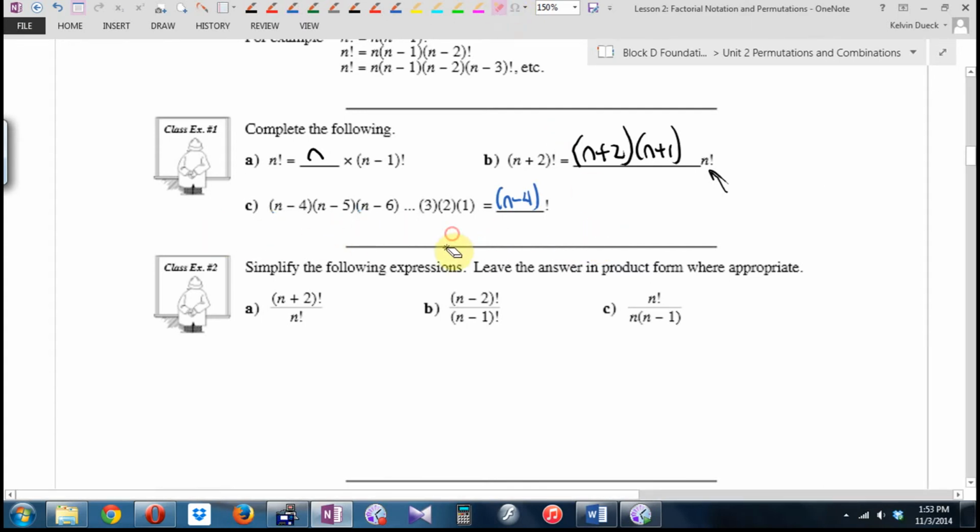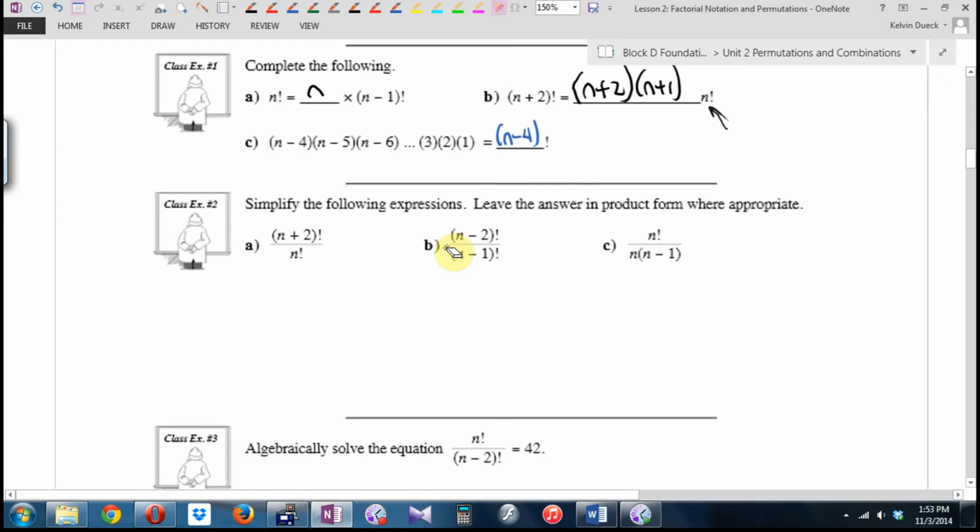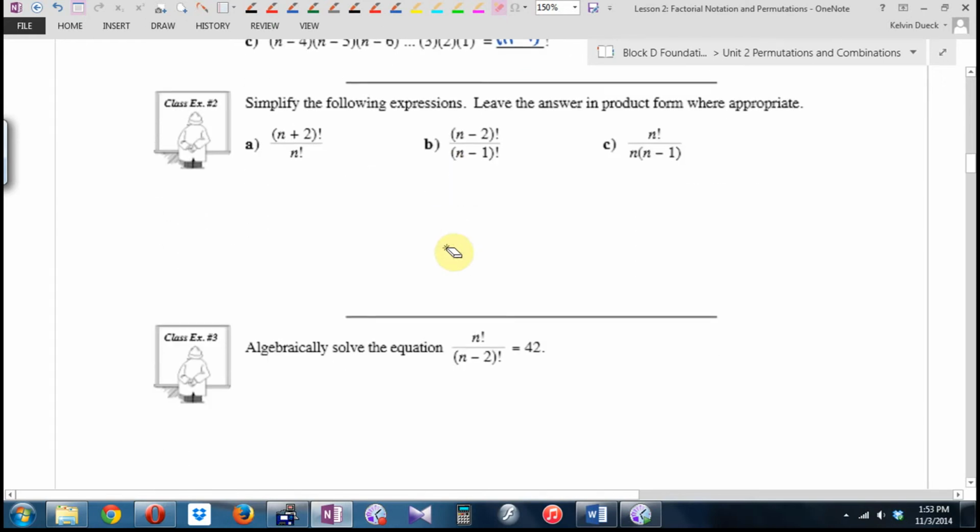I like example 2. Is example number 2 going to be on the test? Probably. I'm going to give you on the test some algebraic factorials to simplify.